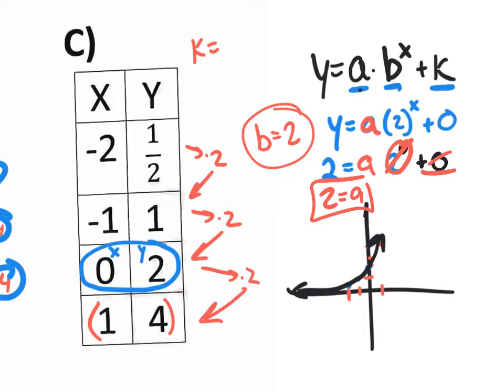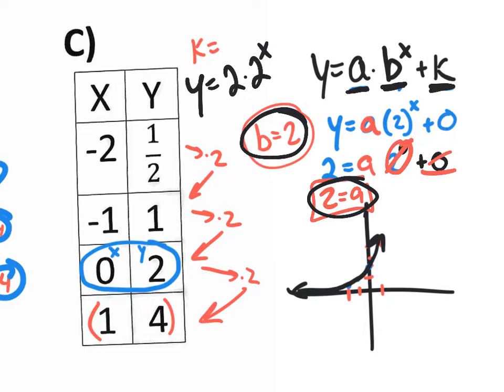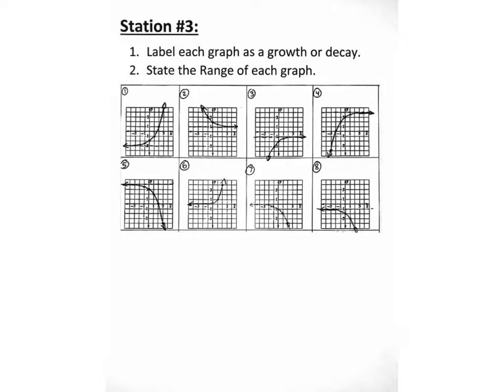So what is our complete equation? Well, remember, you need A, you need B, and you need K. You already know what A is, it's 2. You already know what B is, it's 2. So far we have Y equals 2 times 2 to the X, and we know that K was 0. So this would be your actual equation. They didn't even ask us to do that on this one. I'm just showing you that you can do that.